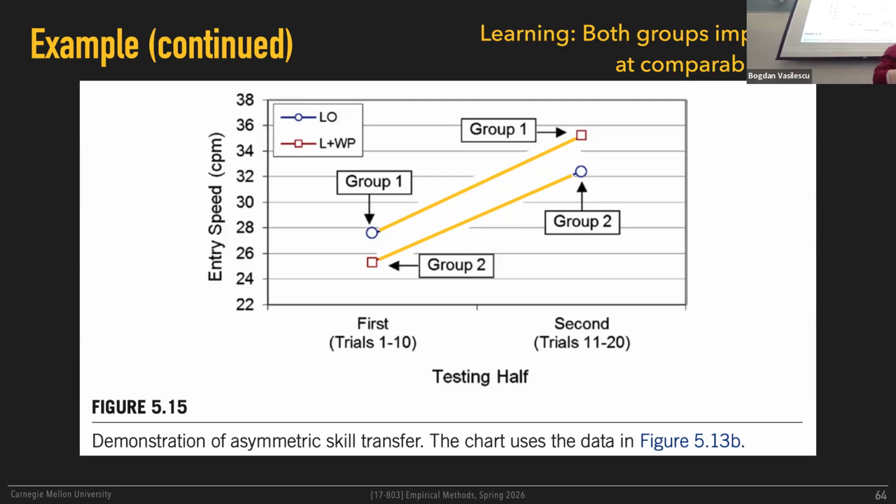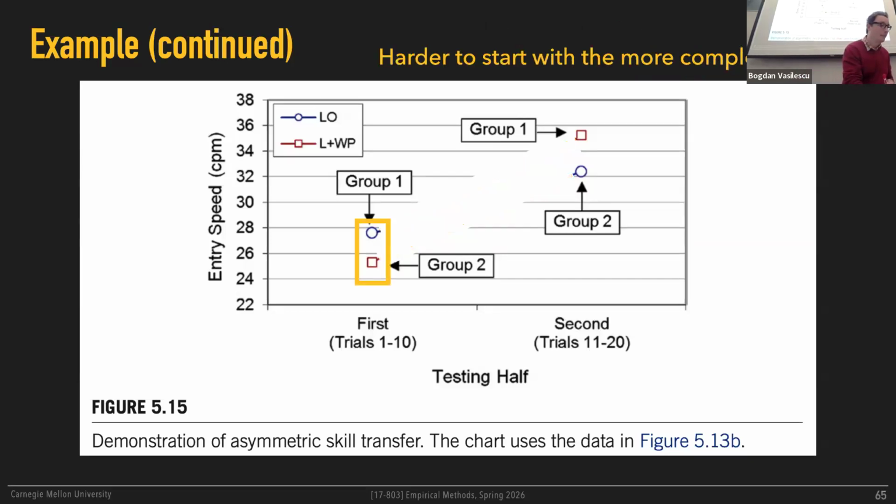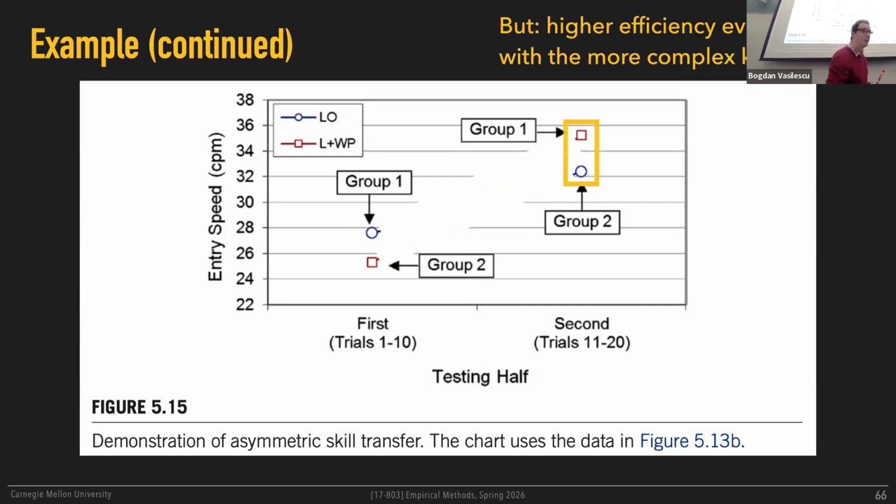Both of them improved between the first half and the second half of the experiment, because the speed at which they're typing went up in both cases. Okay. But it turns out it's harder to start with the more complex keyboard, the one with word prediction, right? The people that started with the simpler keyboard type faster per minute. Okay. But it's more efficient ultimately to use the predictive keyboard than the traditional one.